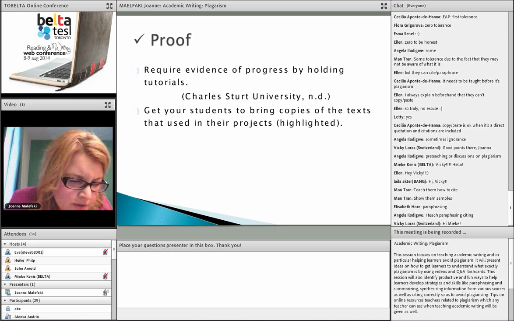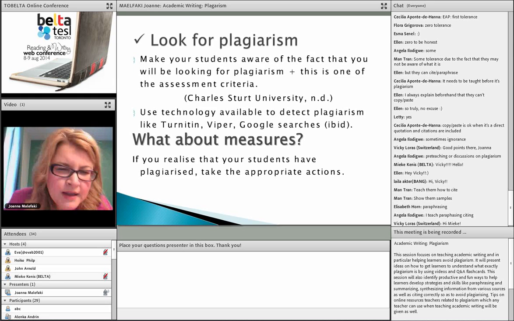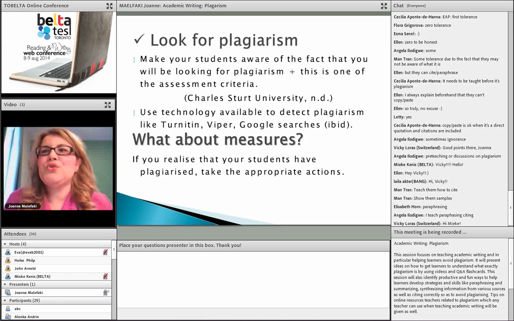Another thing I would like to talk to you about is, after requesting proof, another good idea is to let them know that you are looking for plagiarism, not because you want to punish them, but because this is something that they shouldn't be doing and it should motivate them to work harder. So they should know that you are looking for plagiarism.